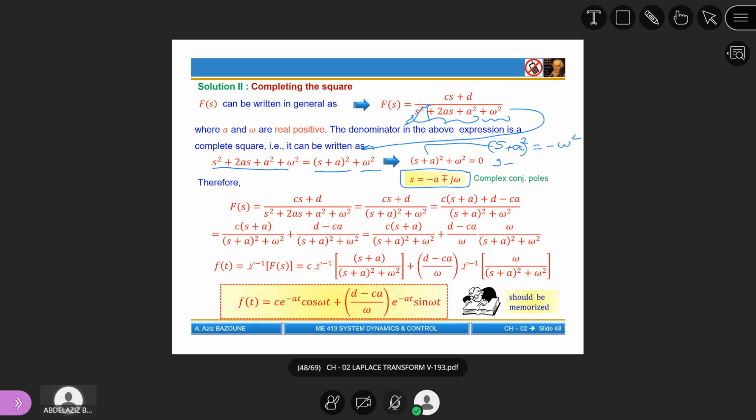You will say s plus a will be equal to plus or minus j square root of omega square, plus or minus square root of omega square. So S is equal to minus A plus or minus j omega. This is the root. So if this is the case, this is how we deal with it.